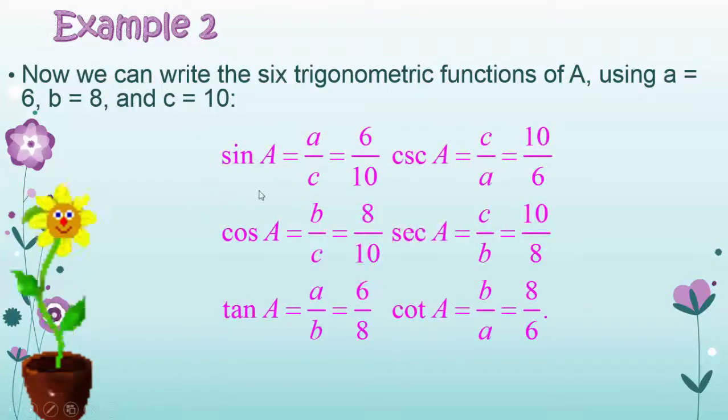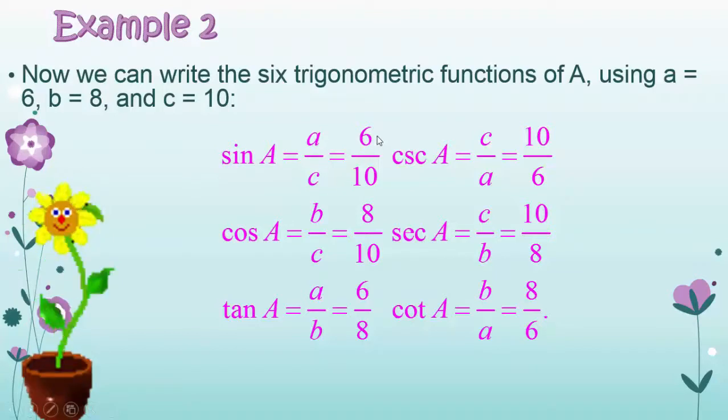So we proceed, and we have the sine is equal to a over c, which is 6 over 10, and then its reciprocal, cosecant, is 10 over 6. And cosine is the adjacent over hypotenuse, 8 over 10, and then its reciprocal secant is 10 over 8. And then finally, tangent is the opposite over adjacent, or 6 over 8, and its reciprocal cotangent is b over a, or 8 over 6.